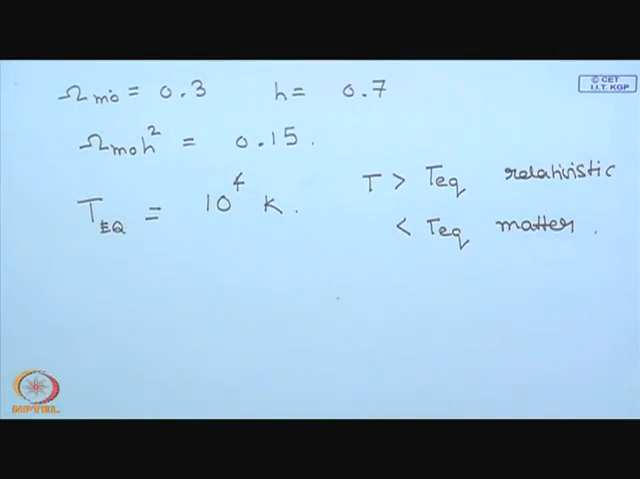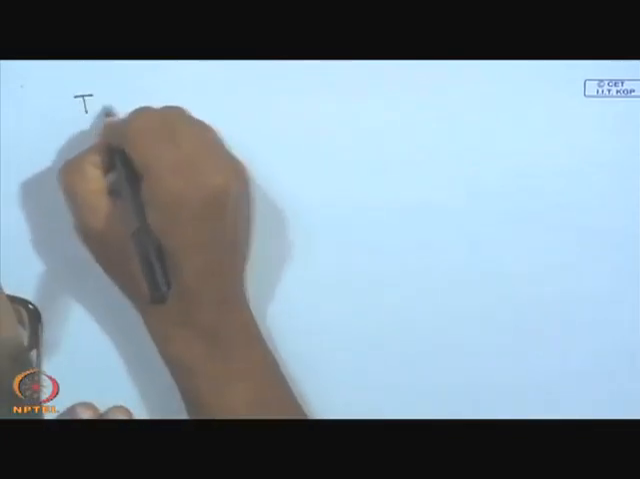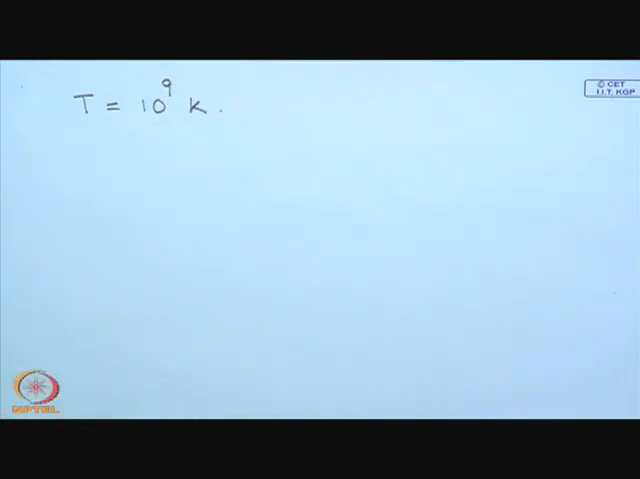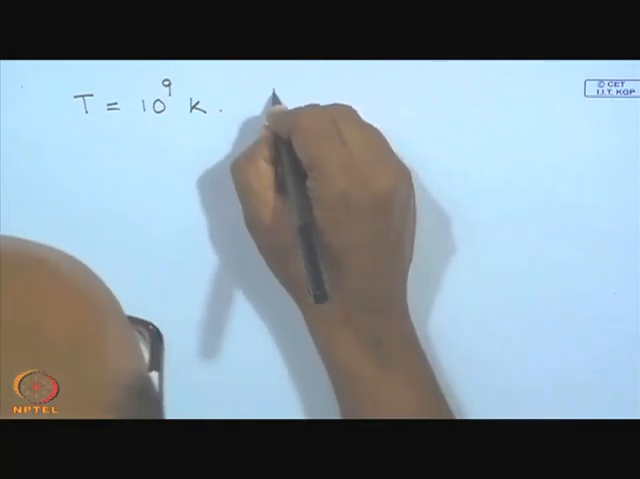Okay. So, this is a brief background about the expansion, which is a recapitulation. We had discussed this several times earlier. Now, let us look at the CMBR. At a temperature of around 10 to the power 9 Kelvin, the CMBR photons have adequate energy to keep the nuclei ionized. That is the temperature we are starting off at.